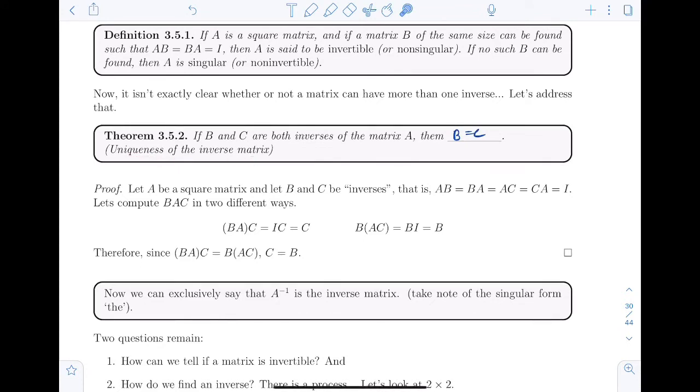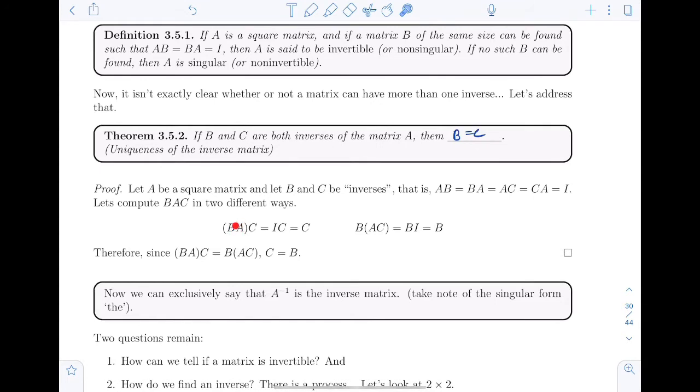The proof is actually kind of fun to do and something that you should think about, because there's a lot of proofs that work this way in math. I'm just going to read through it here. Let A be a square matrix and let B and C be those inverses. So A times B and B times A is the identity, and A times C and C times A is the identity. What we're going to do is compute BAC in two different ways. In the first way, we do BA and then C, and the other way, we do B and then AC. We know those are equal because of the associativity of multiplication.